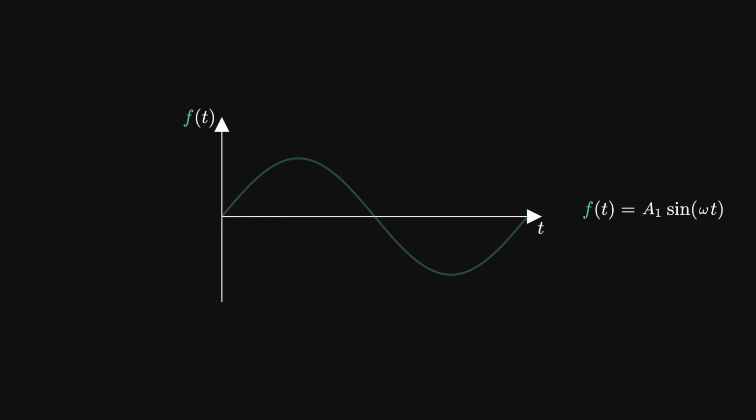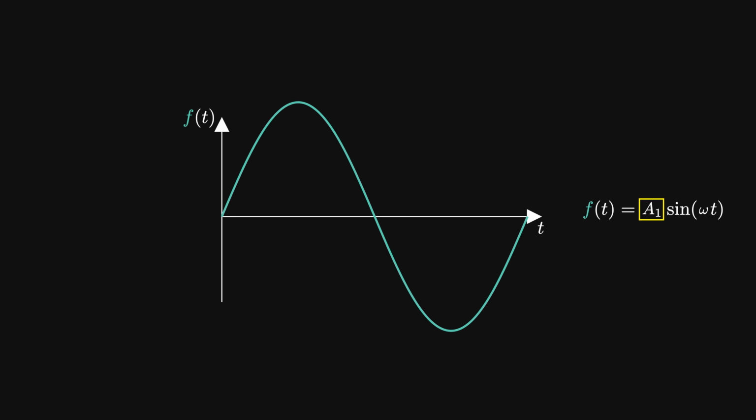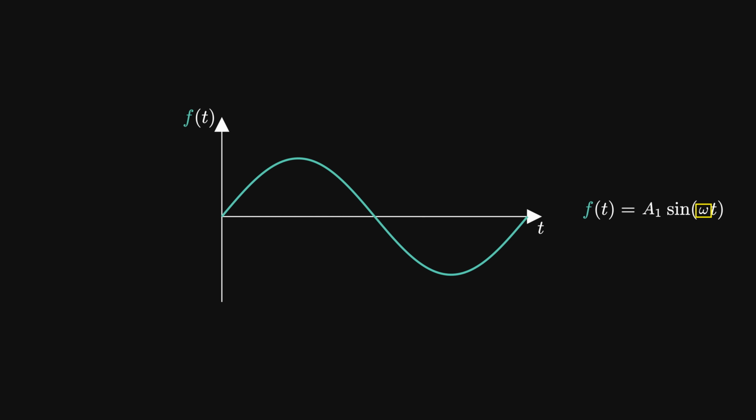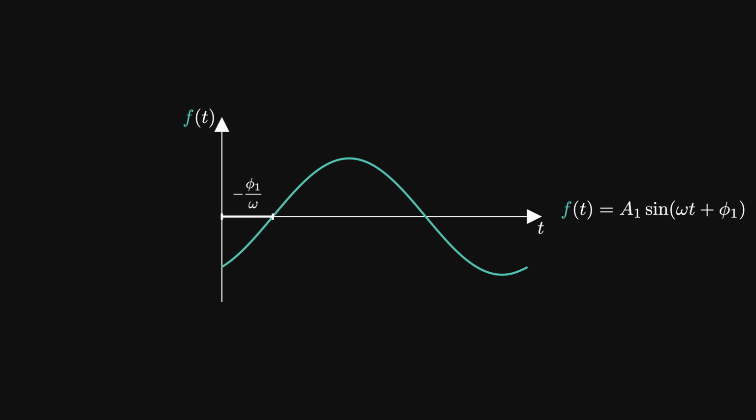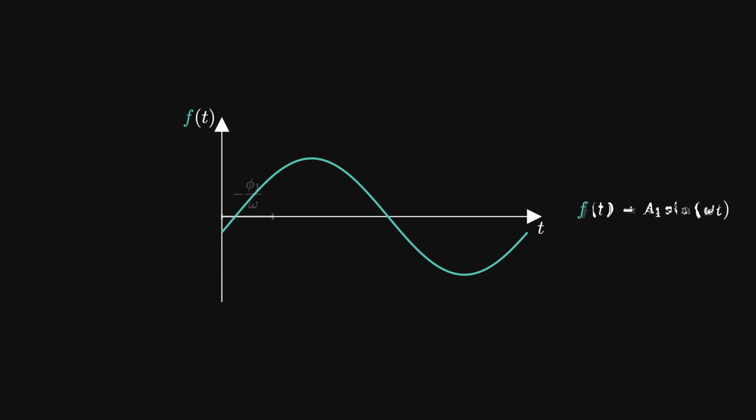More generally, a wave has three components. The amplitude controls the height of the wave, the frequency controls how quickly it oscillates, and we also have the phase shift phi, which determines how much the wave is offset along the x-axis. For a single wave, this doesn't really matter, but when we have multiple waves, the phase shift is essential.